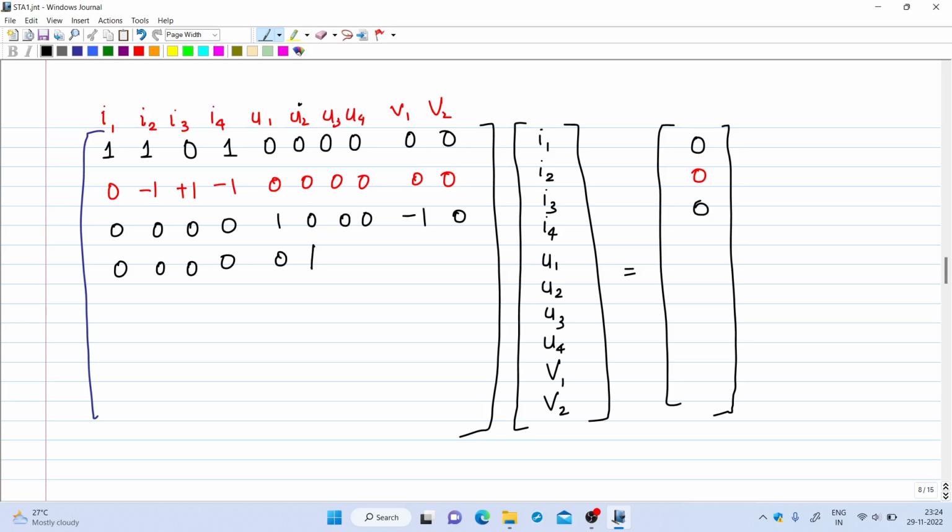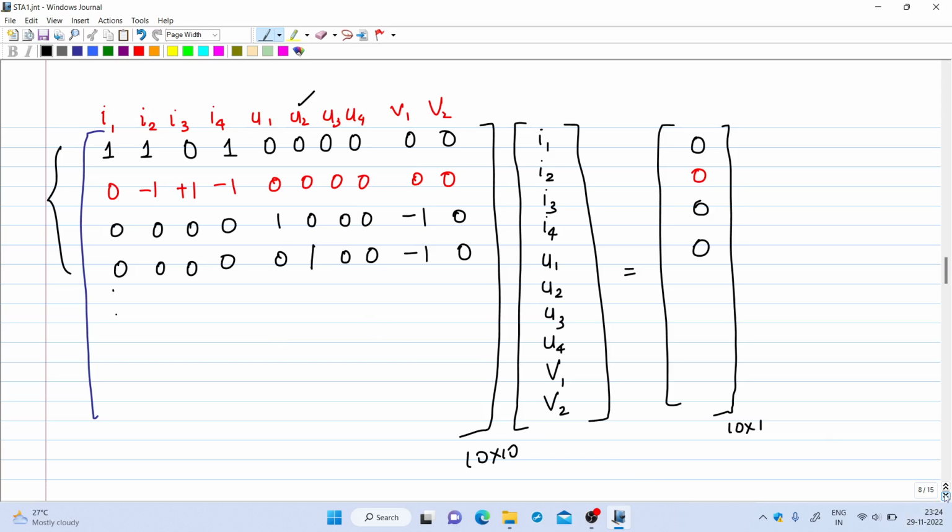U2 minus V1 plus V2 equal to 0. So I have completed 4 equations. Like that, you can write the remaining 6 equations in this matrix. So you will get a 10 by 10 matrix here. And here it is a 10 by 1 column vector. So that will complete the sparse tableau equations for this particular network.